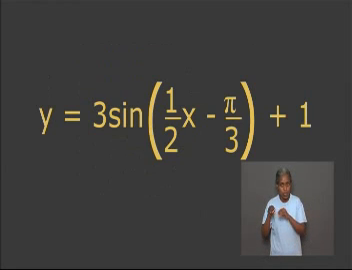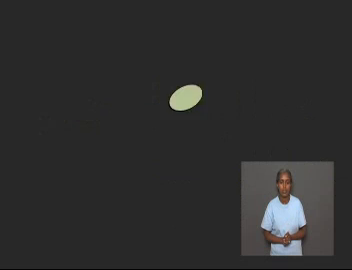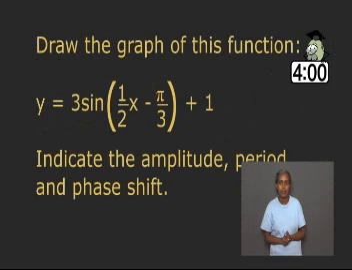Students, please draw the graph of y equals 3 times the sine of 1/2 x minus pi over 3 in brackets plus 1. Indicate the amplitude, period, and phase shift. Students, let's get ready. Begin.